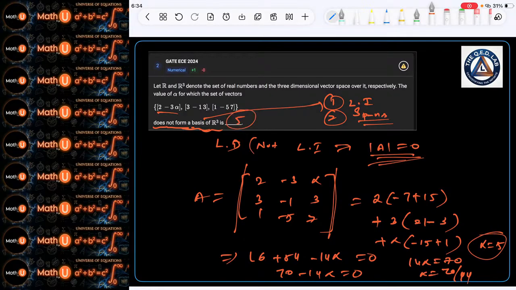5 is the answer. 5 is the answer for this question. This is a very simple question. You should just know the properties.